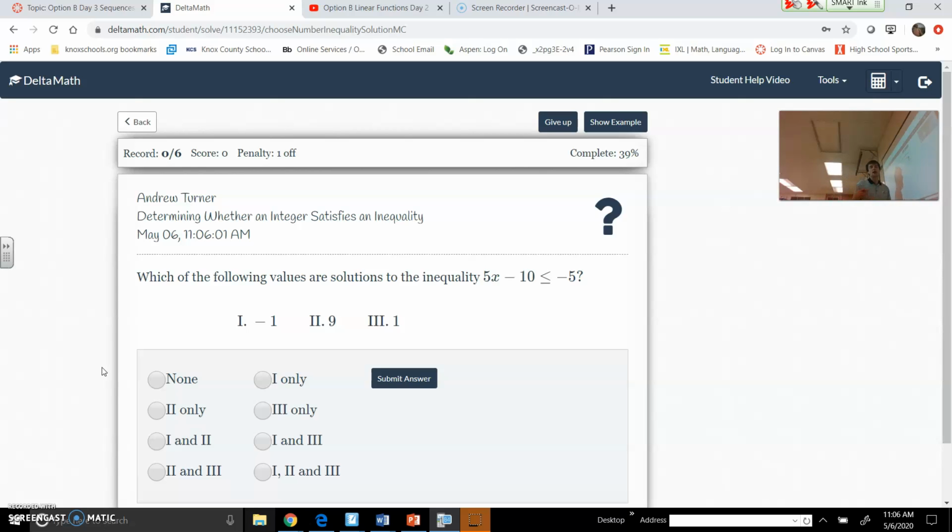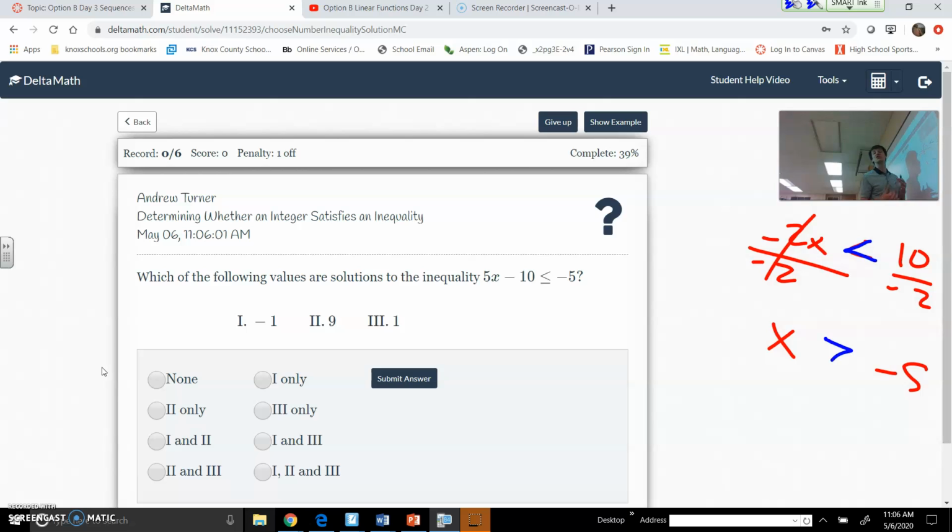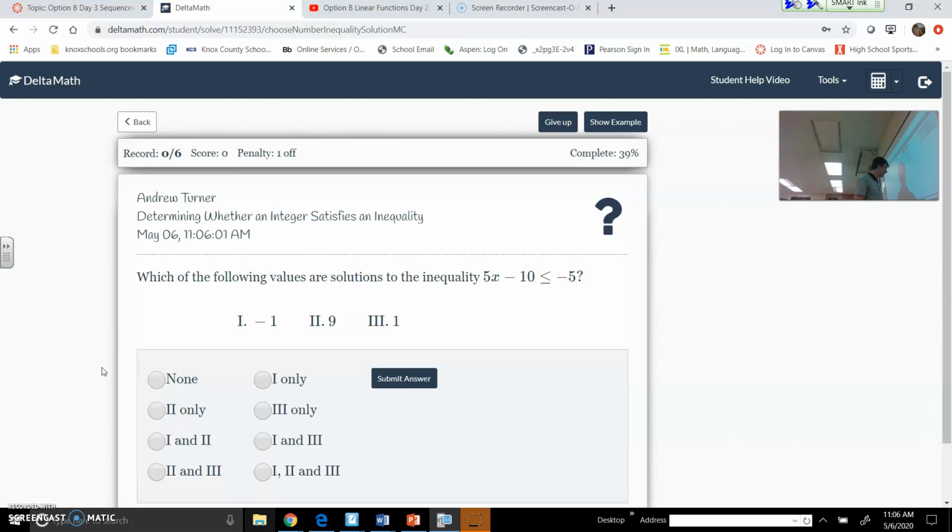One thing I want to remind you, and I don't see it on this problem in particular: anytime we are dividing by a negative number across that inequality, the sign in the middle has to change directions. That's something you really want to watch out for whenever you're solving inequalities.